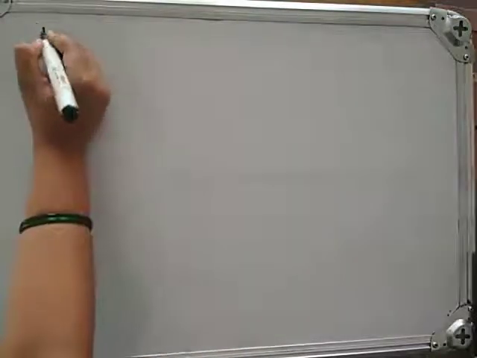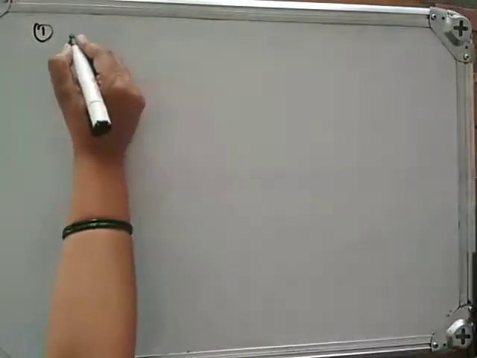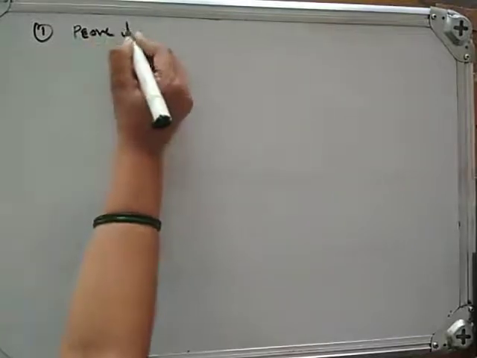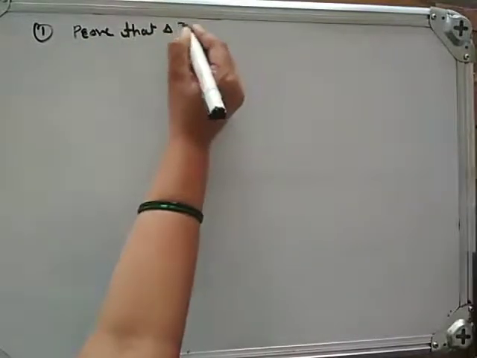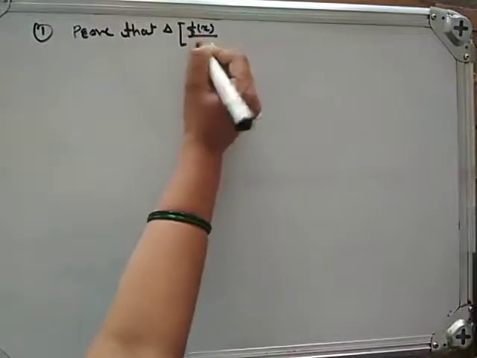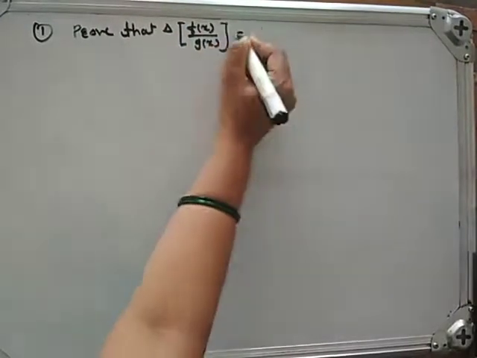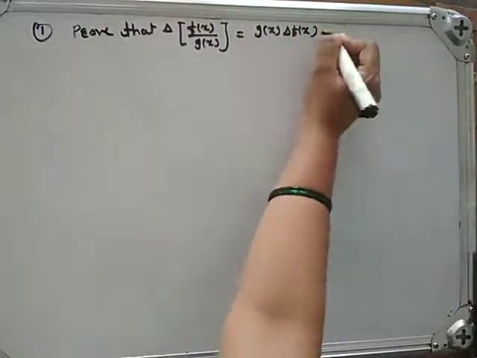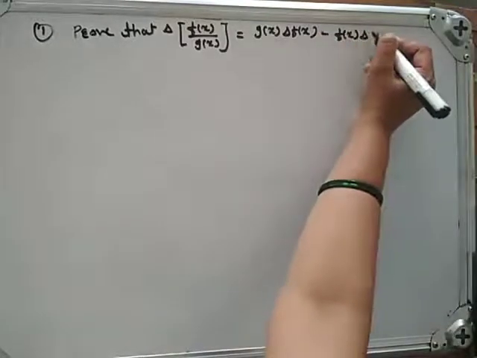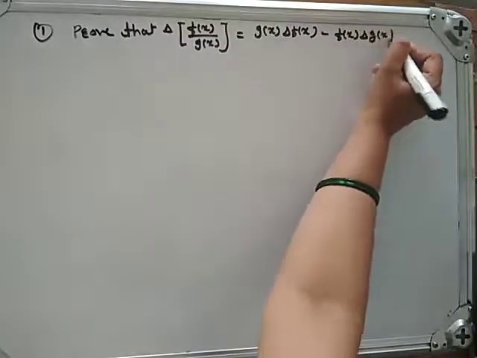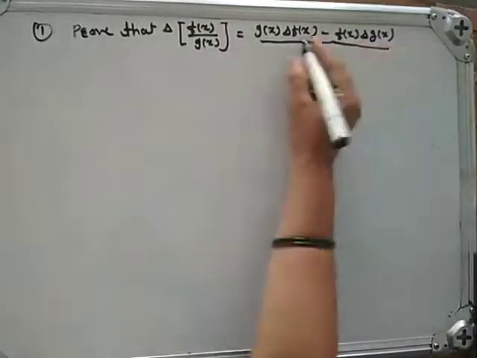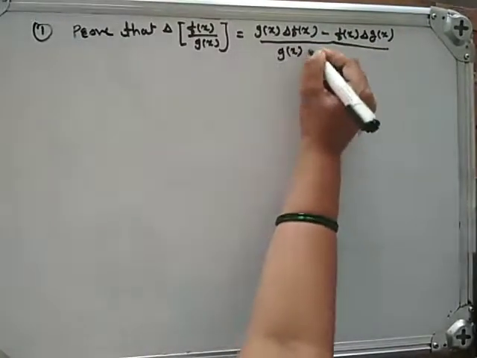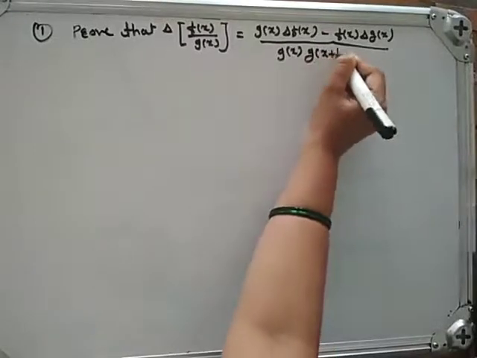Hello students, in this video we are going to see some more examples on operators. First example is: prove that delta of f of x upon g of x is equal to g of x into delta of f of x minus f of x into delta of g of x upon g of x into g of x plus h. Okay.